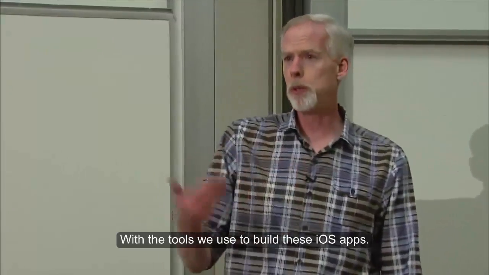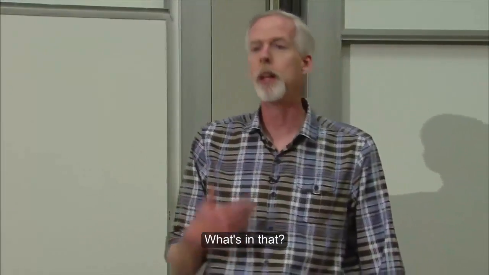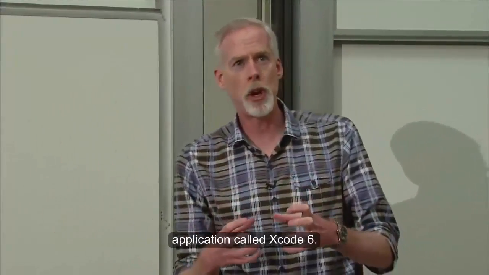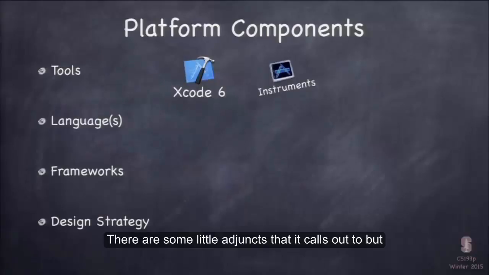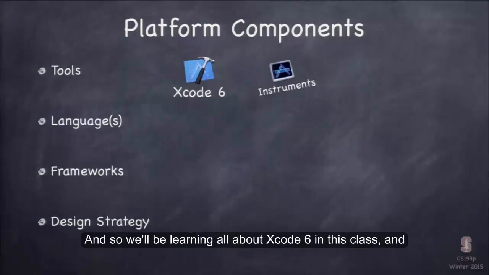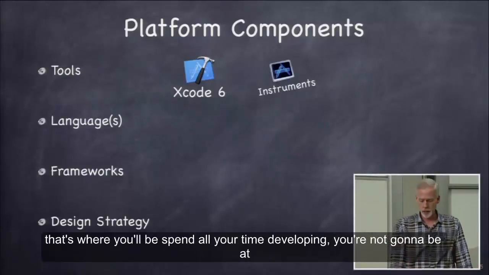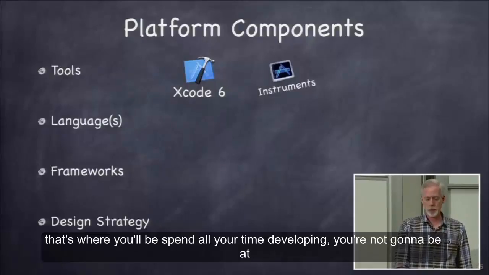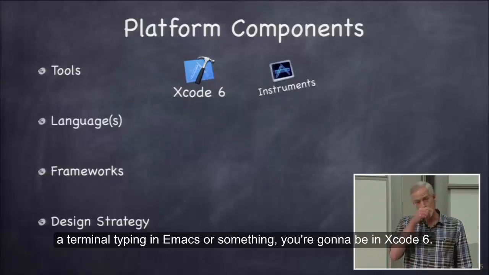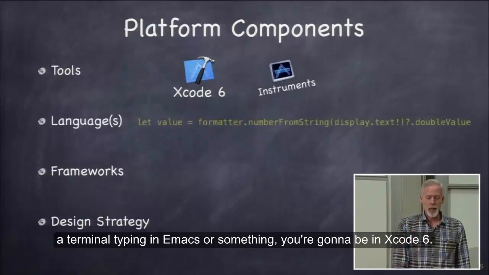Then there's the development platform itself. Okay, what the tools we use to build these iOS apps. What's in that? Well, it's all pretty much now been funneled into this one application called Xcode 6. There are some little adjuncts that it calls out to, but Xcode 6 is everything. It's your code editor, it's your compiler, your debugger, all of that in one pretty awesome app. And so we'll be learning all about Xcode 6 in this class, and that's where you're going to spend all your time developing. You're not going to be at a terminal typing in Emacs or something. We're going to be in Xcode 6.